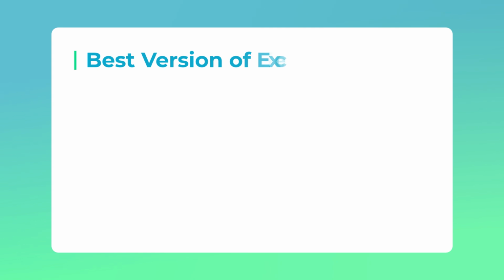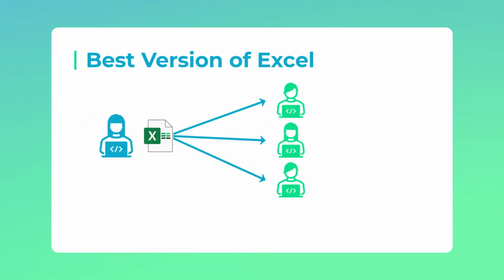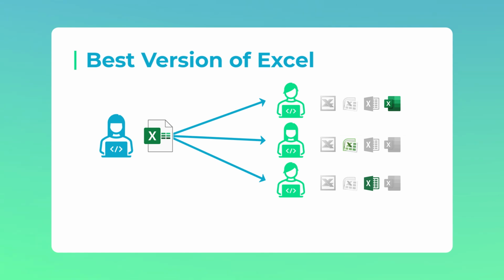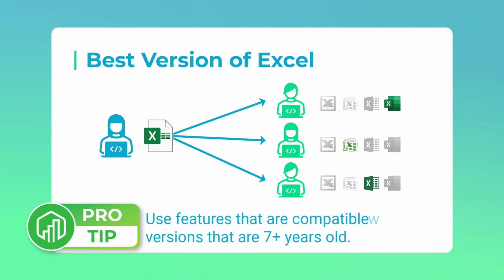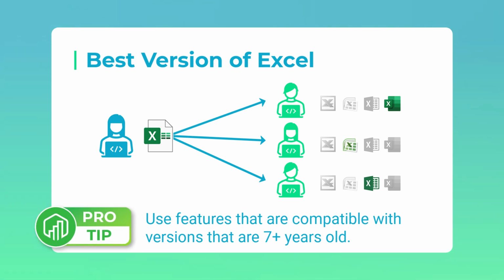So the best version of Excel is going to be the one that is compatible with the users that you are sending your files to. If you're sharing files with outside vendors or contractors and not sure what version of Excel they are on, then I recommend using features that are compatible with all recent versions of Excel, including standalone versions that can go back as far as 5 or 7 years. There are plenty of people that are still using Excel 2019 or earlier.